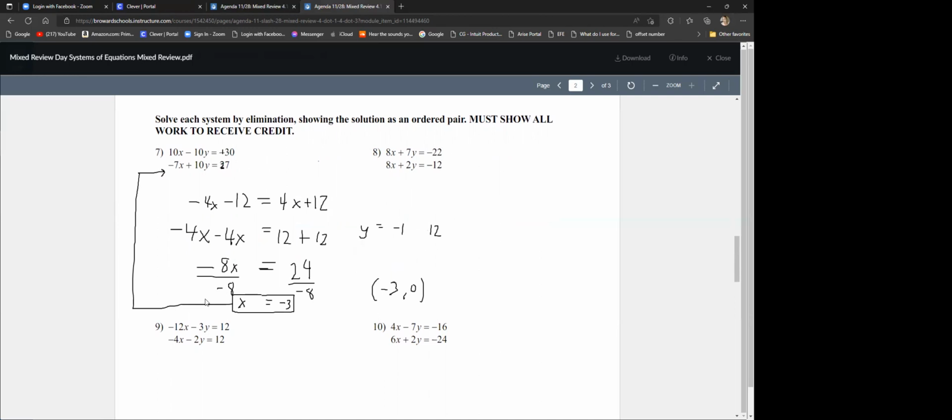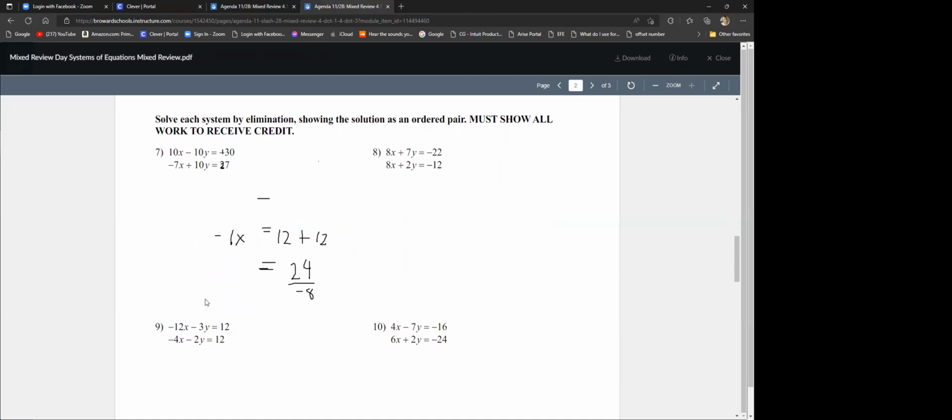All right, this one we're solving by elimination. Make sure you solve it the way they want you to, right? There's a few ways of solving: graphing, substitution, and elimination. All right, so how are we going to do 7?